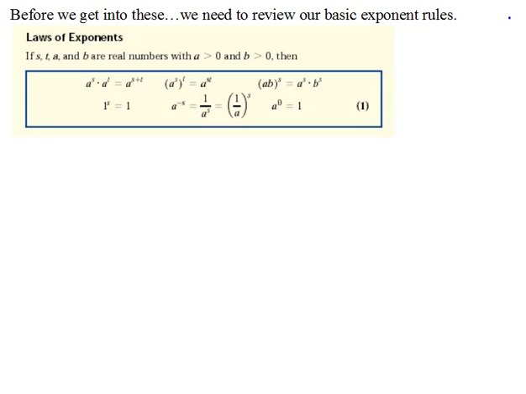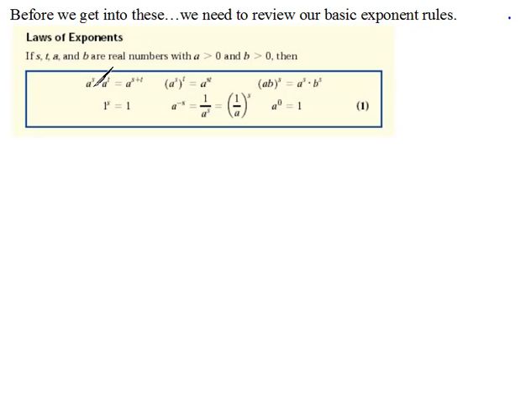All right, we need to also review our basic exponent rules before we get any further into talking about exponential functions. These are the rules that you should already be very familiar with, but sometimes it's nice to go back and review them just so that we can refresh.